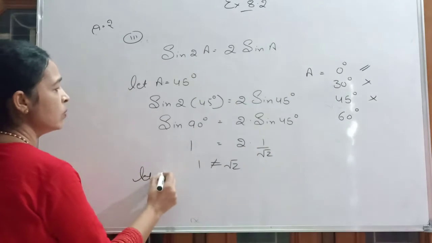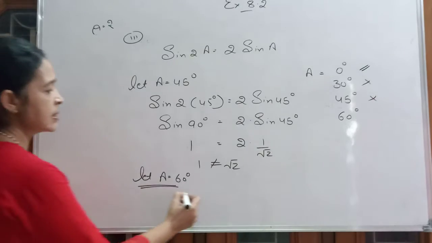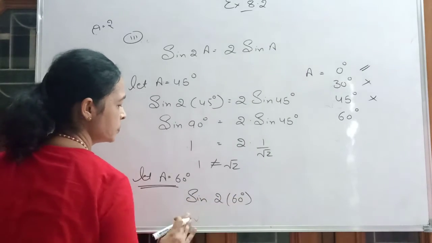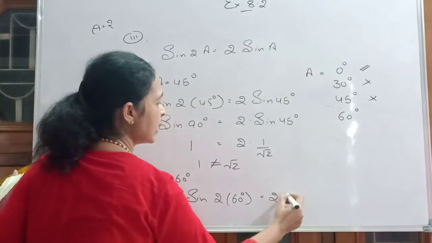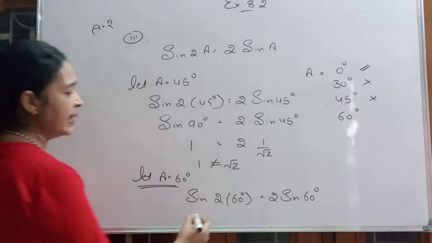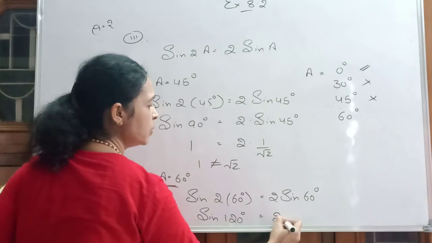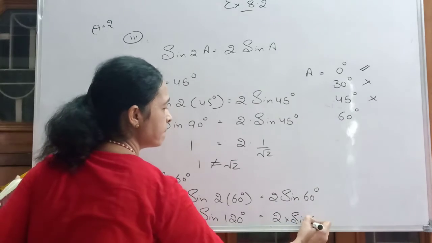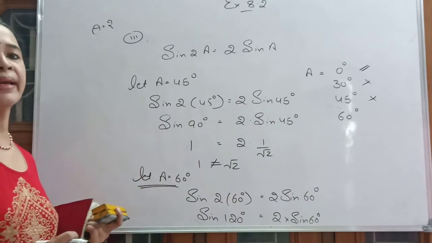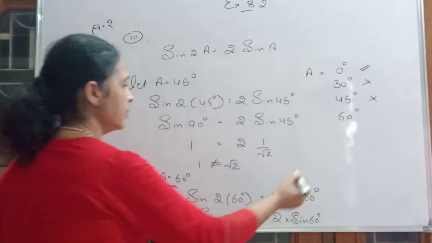Let A equals to 60 degrees. Sin 2 into 60 degrees equals to 2 times sin 60 degrees. Sin 120 degrees equals to 2 into sin 60. What will be the value of sin 120 degrees? Sin 120 degrees equals to sin 60 degrees. You will study about this in class 11.